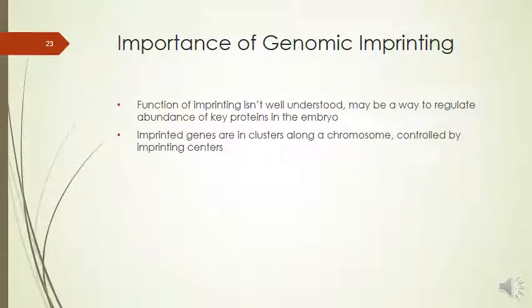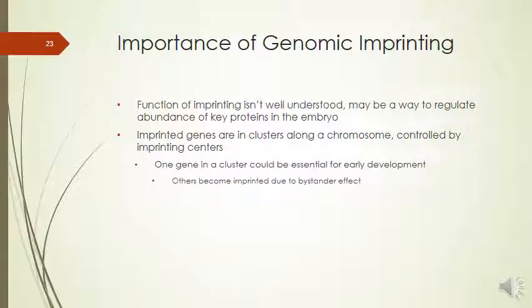The function of genomic imprinting isn't that well understood, but it may be a way to regulate the abundance of key proteins in the embryo. Imprinted genes are in clusters along a chromosome controlled by imprinting centers. One gene in a cluster could be essential for early development. Others become imprinted due to what is referred to as the bystander effect.